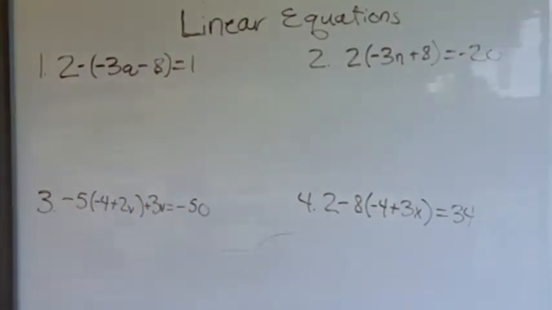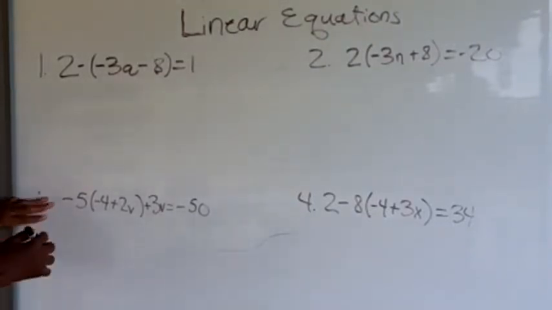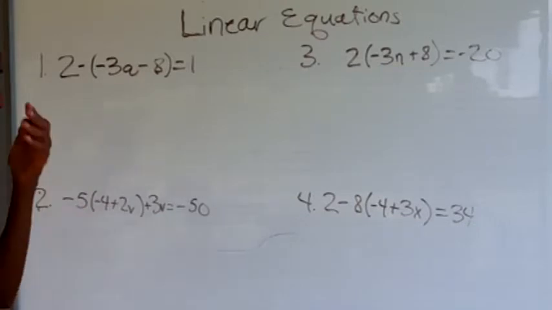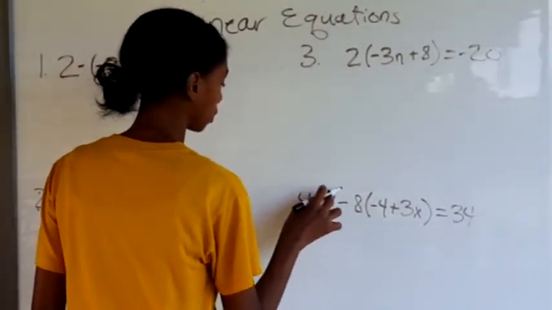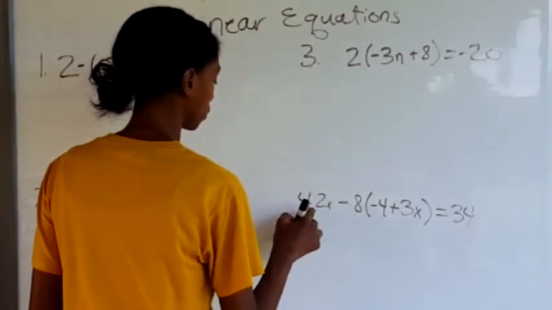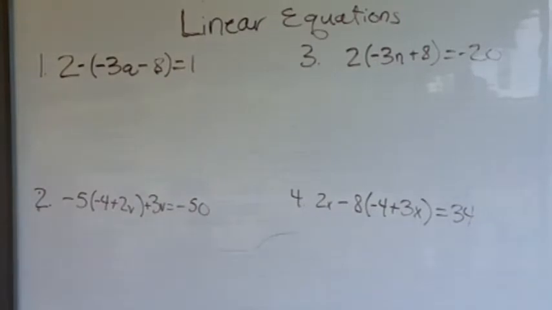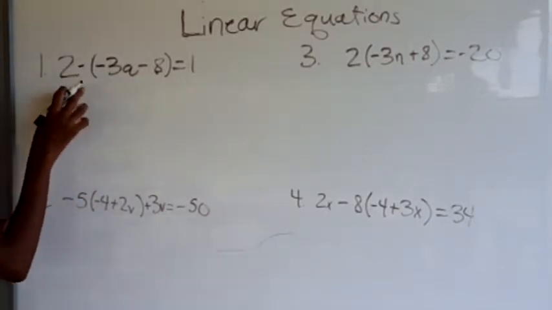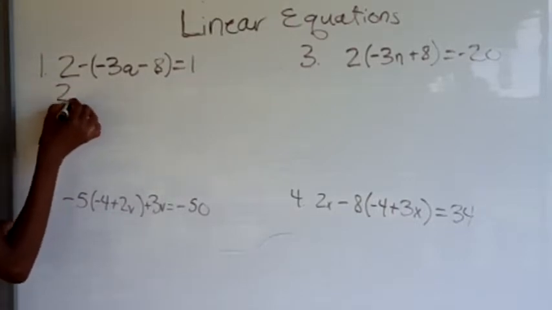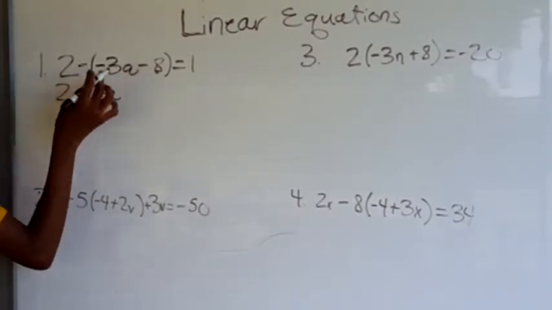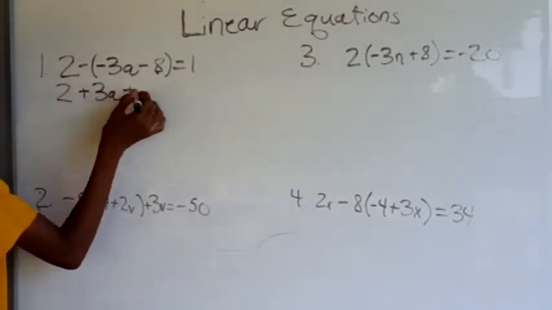Alright. So we're gonna work the first two together. So 2 minus negative 3a minus 8 equals 1. We're gonna distribute negative 1, because remember, there's nothing there in front, it's like a 1. So it's gonna be 2, and negative 1 times negative 3a is positive 3a, so the negative times the negative is a positive. And then negative 1 times negative 8 is going to be positive 8.